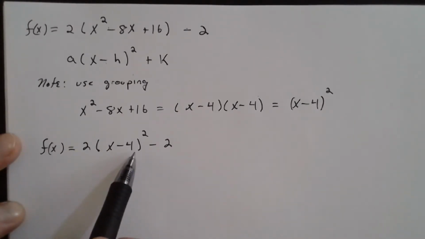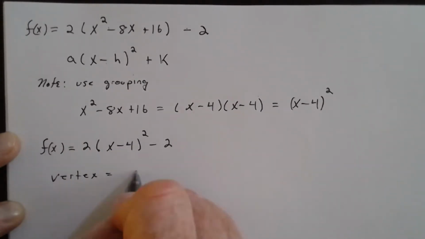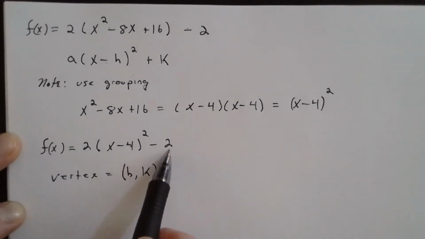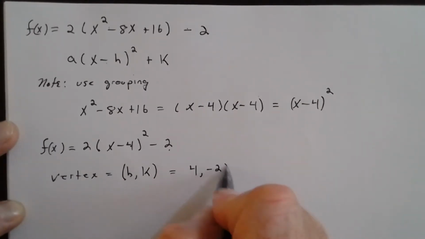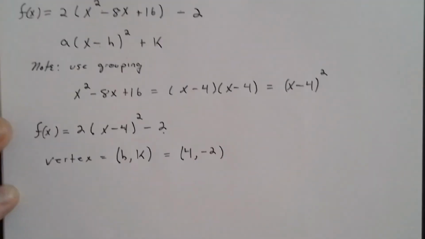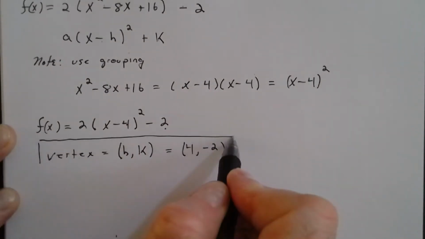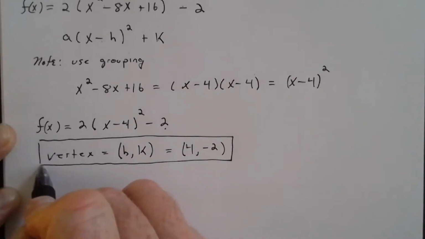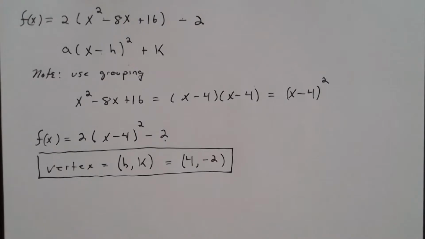So what's our vertex? It's 4 and negative 2. Yes, exactly correct. Can you give us a problem so we can go by ourselves? Especially that.